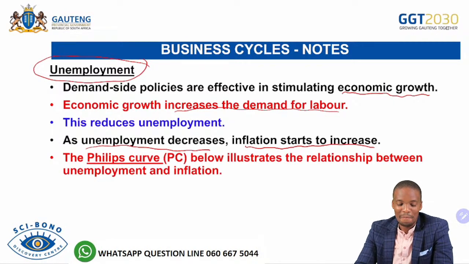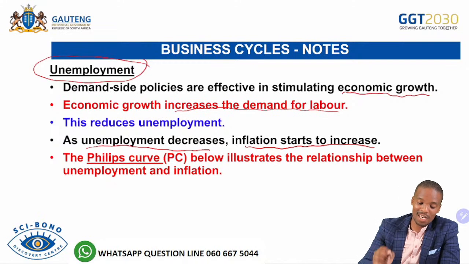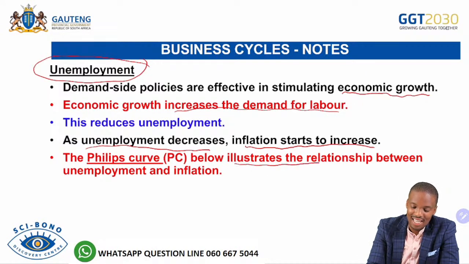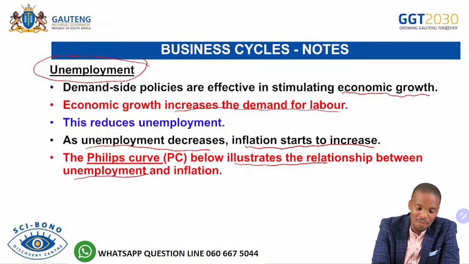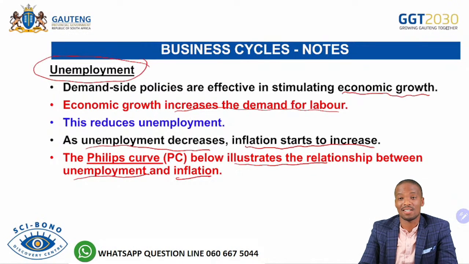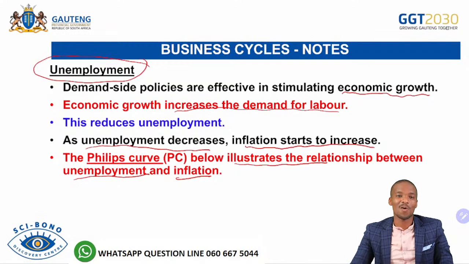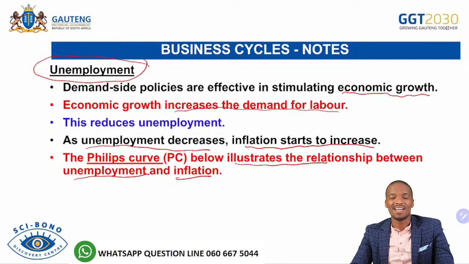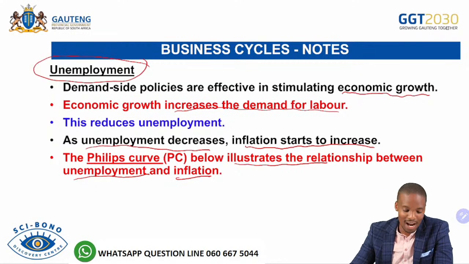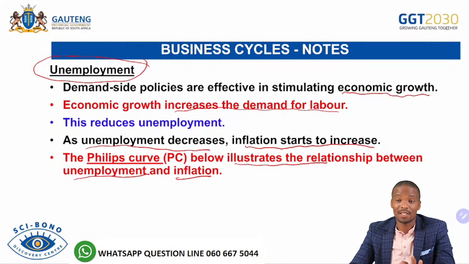Right. And then that phenomenon is illustrated by the Phillips curve. The Phillips curve shows or illustrates the relationship between unemployment and inflation. To say, if unemployment decreases, what is happening to inflation? Or if inflation increases, what is happening on the other side to unemployment? That phenomenon is represented by the Phillips curve. Remember, this is another term that can be asked as a terminology.